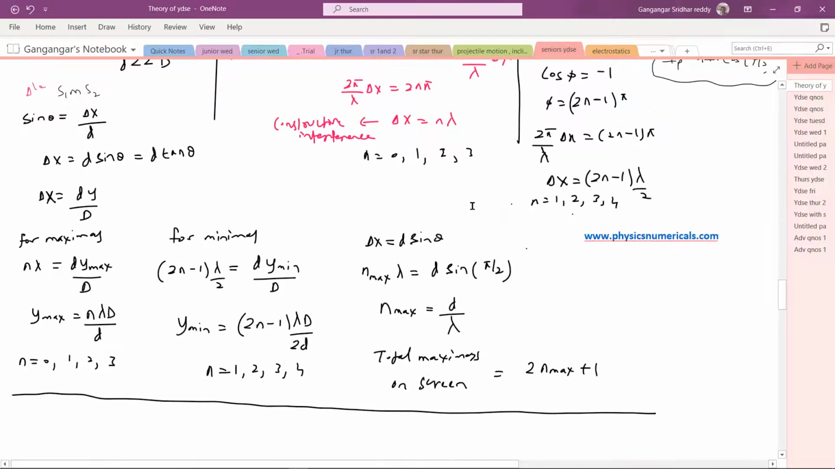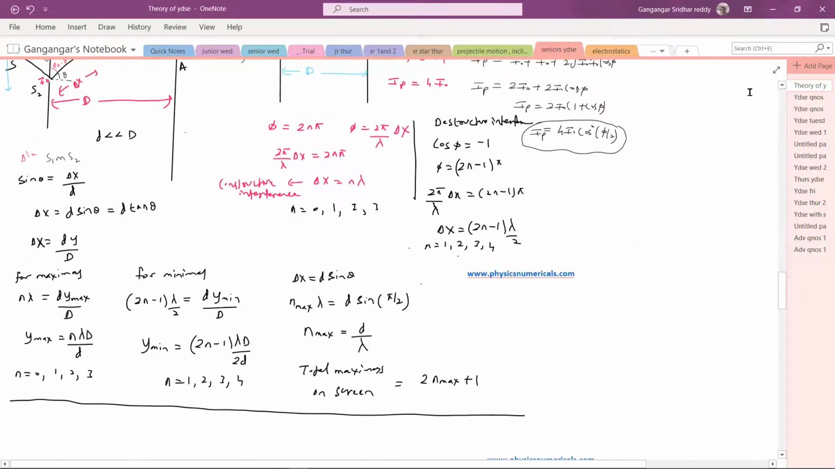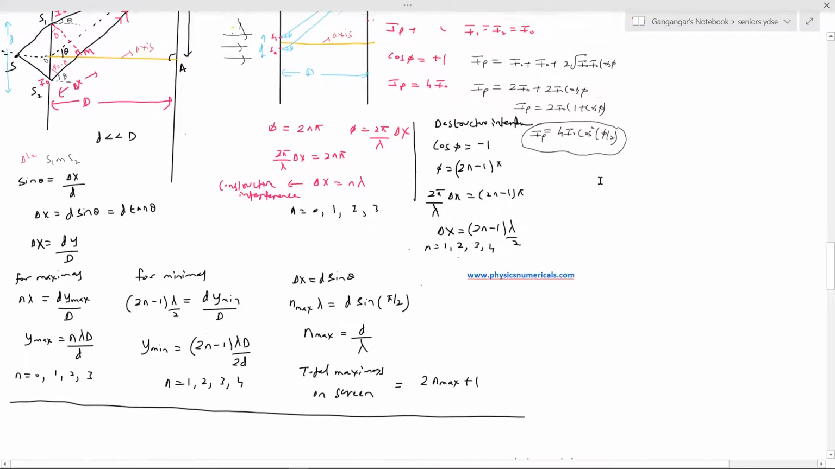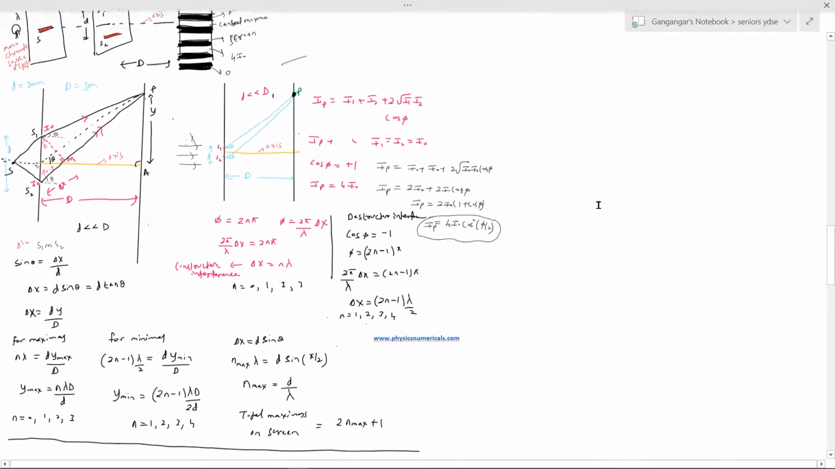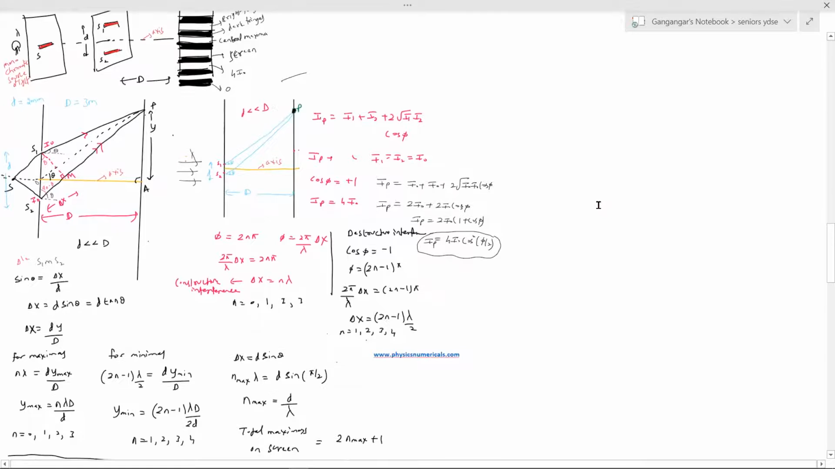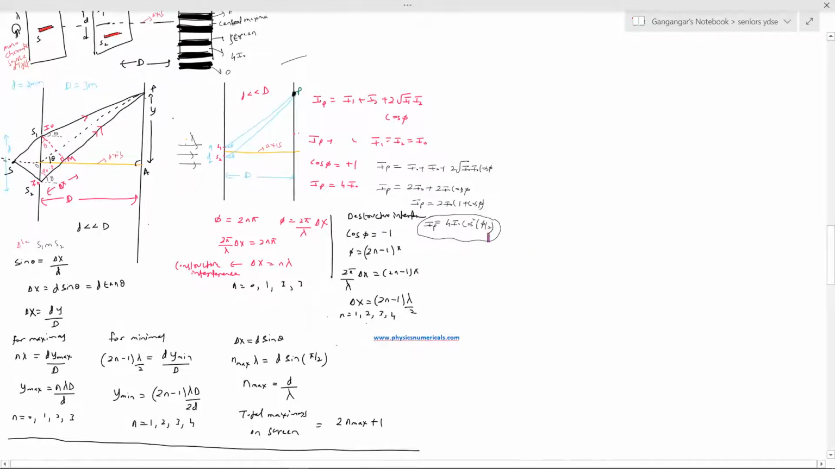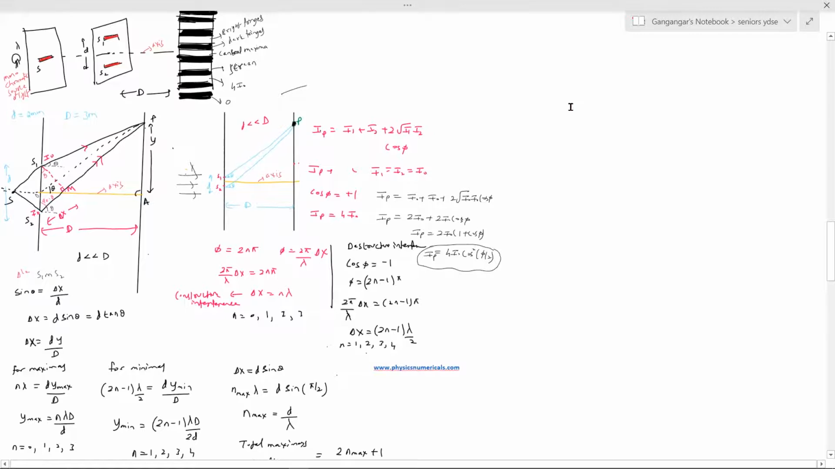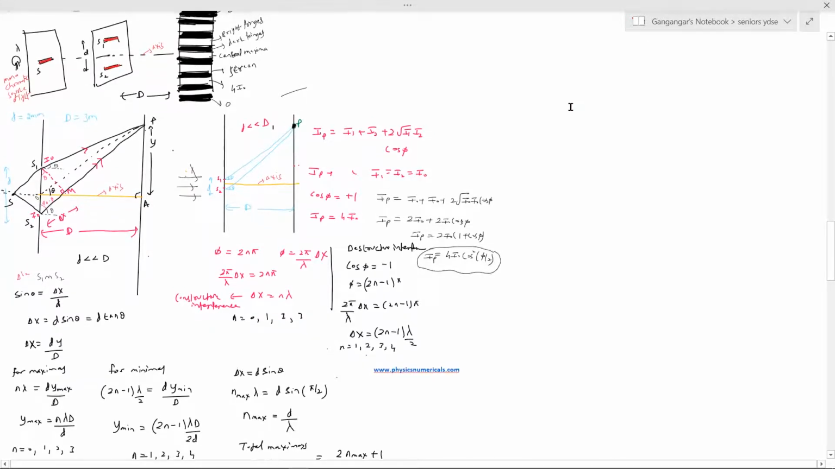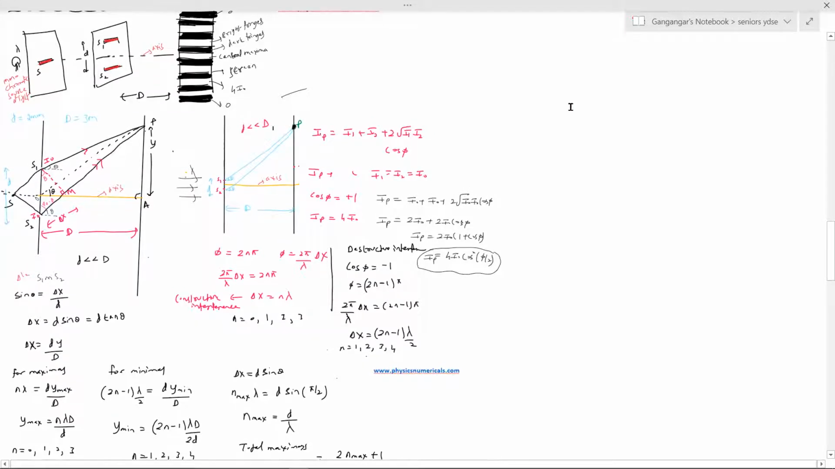Okay, now look at another thing. We'll also get the positions of maxima and minima from here. The complete setup is available. For maximas, how to locate the position of maximas on the screen?